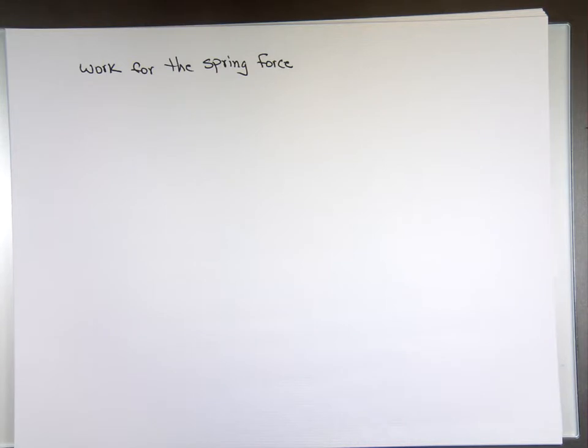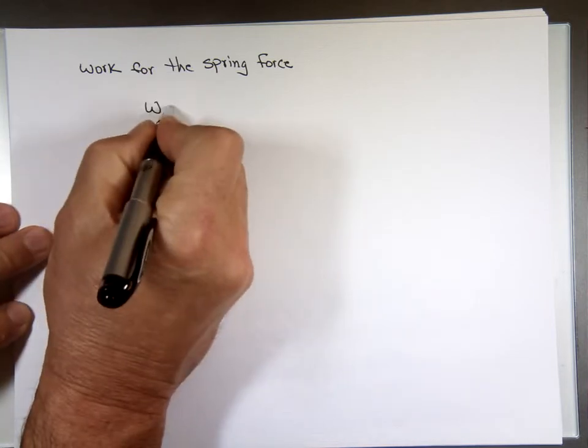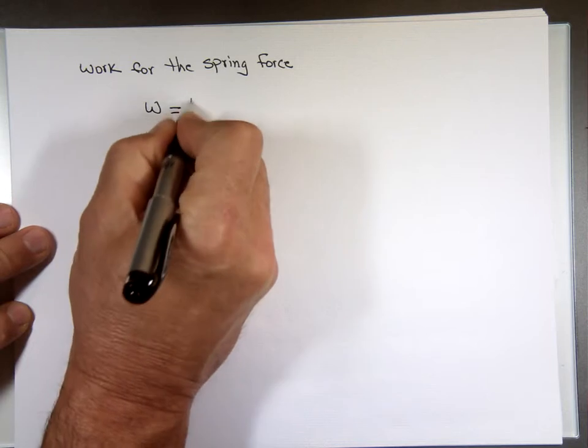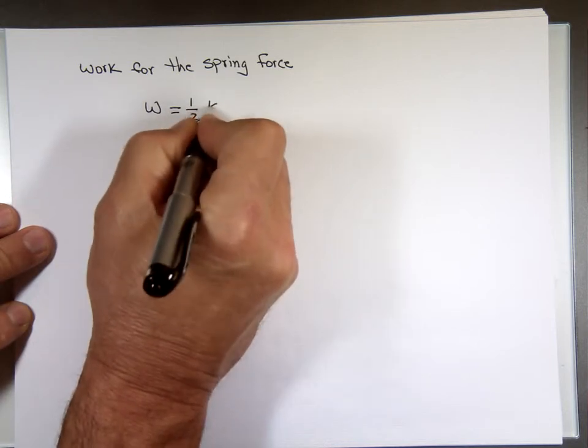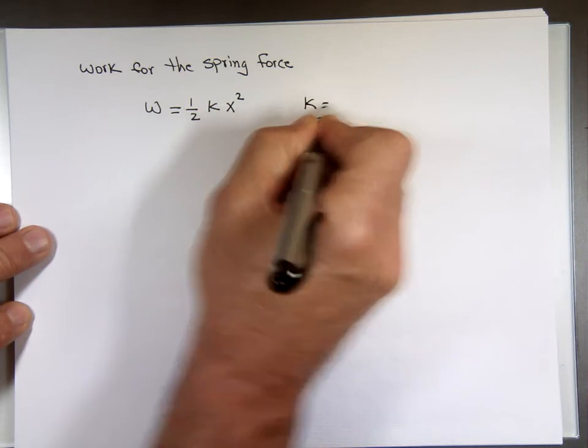So if you want to find the work required to stretch or compress a spring, to grab it and pull on it, how much work is done by you to stretch that spring or to compress it? Well, the equation for the work done by a spring is equal to 1/2 kx squared. Again, k is the spring constant.